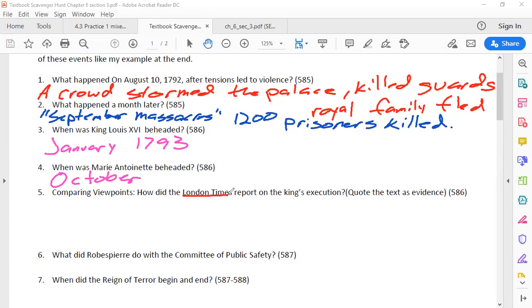I'll read you the whole thing, but then we'll write down. So, London Times, January 25th, 1793. The Republican tyrants of France have now carried their bloody purposes to the uttermost diabolical stretch of savage cruelty. They have murdered their king without even the shadow of justice.